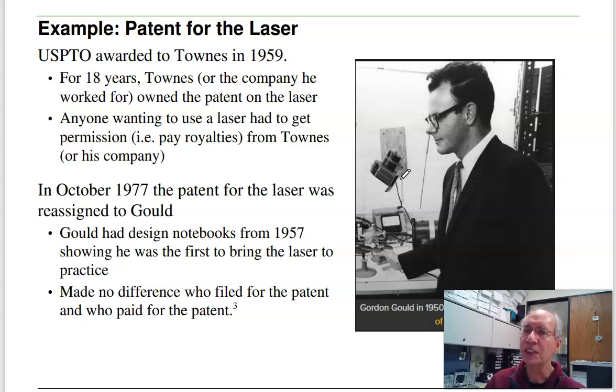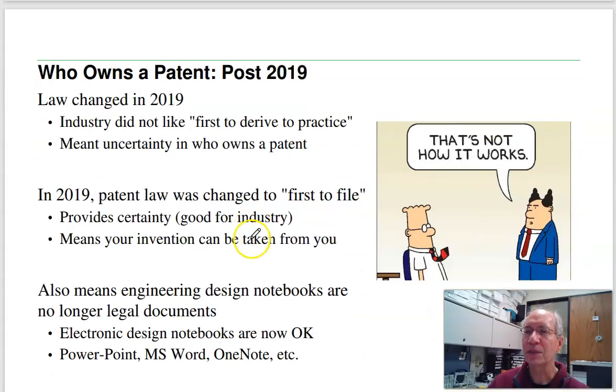Well, that was changed in 1977 when the patent for the laser was reassigned to Gould. Gould had a design notebook dating back to 1957, showing that he was the first to bring a laser to practice. It made no difference who actually filed for the patent first. The first person to bring it to practice was the one that got the patent. That's the way the world worked prior to 2019.